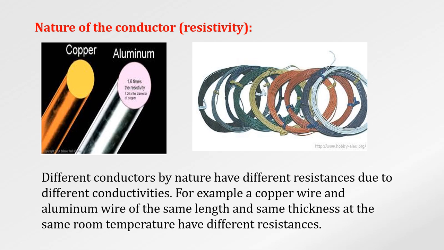If you can summarize with me, we have the length of the conductor, and we have the cross-sectional area or the thickness, we have the temperature of the conductor, and lastly we have the nature of the conductor, which we simply call the resistivity. Having looked at the factors that affect resistance, we can now look at the resistors themselves.